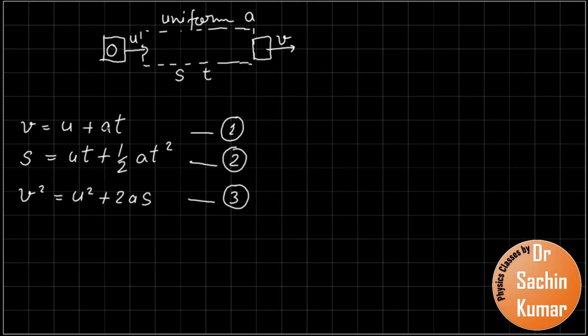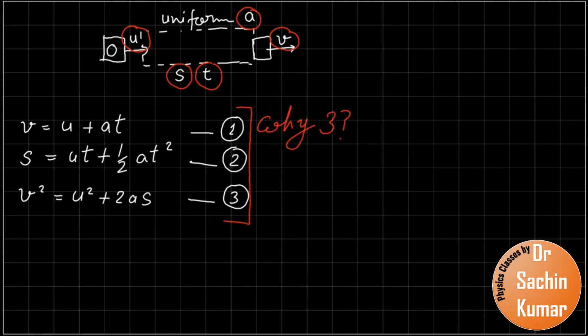These three equations are necessary to explain this scenario, in which the object starts with initial velocity u, acceleration a, ends up at final velocity v, s is the displacement and t is the time taken in this displacement or to achieve this final velocity v. Now, the major question is why we need three equations, or in what way these equations are designed.